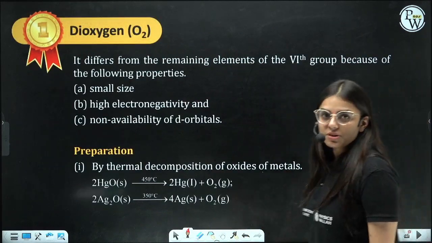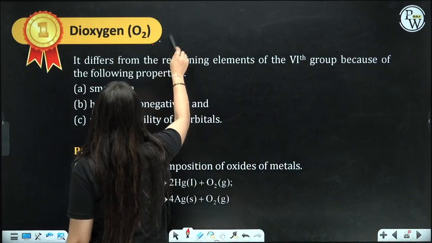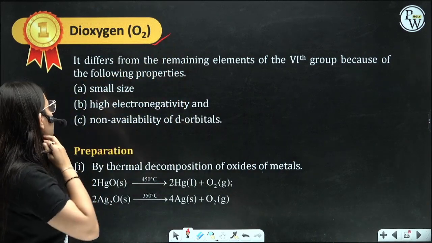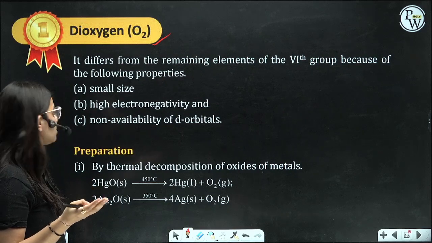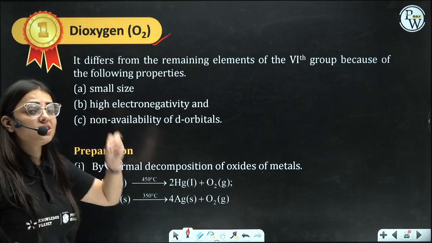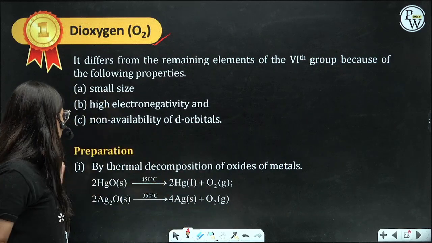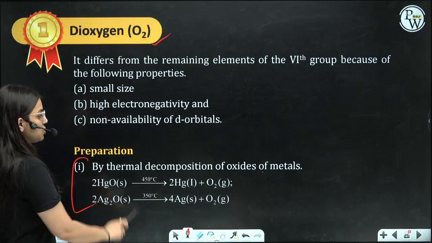Now comes the very first compound, that is dioxygen. Dioxygen, that means O2. They are saying that it differs from the remaining elements by 3 properties: small size, high electronegativity, and non-availability of d orbital, just as nitrogen had. Preparation for this is very simple, by the thermal decomposition of oxides of metals.